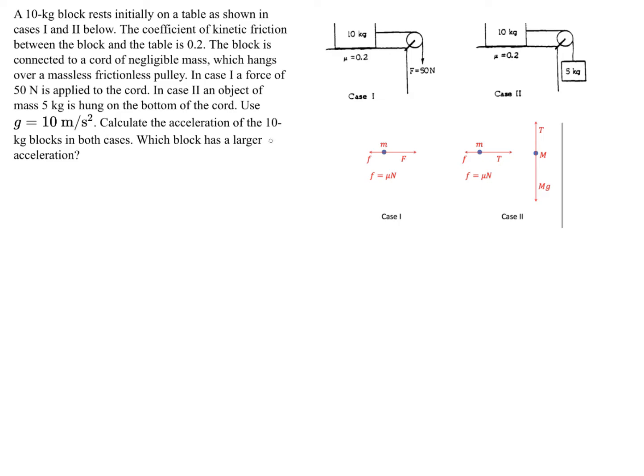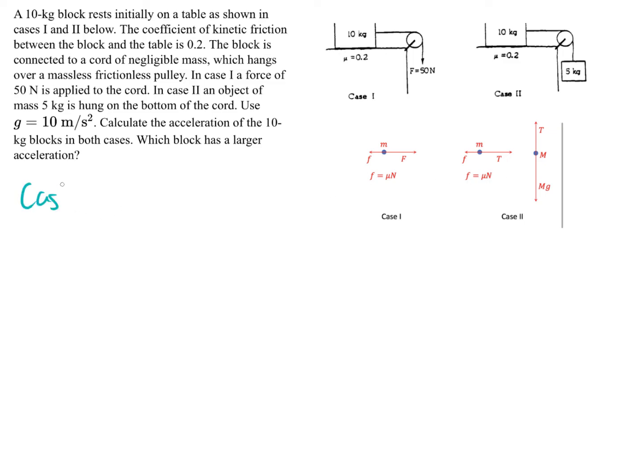Calculate the acceleration of the 10 kilogram blocks in both cases. Which block has a larger acceleration? So these two cases might look almost the same, as the weight of the second block is also equal to 50 newtons, given the constant of gravity they give us here. But they are not actually the same, and you'll see why in a second. So over here are some free body diagrams for both case 1 and case 2.